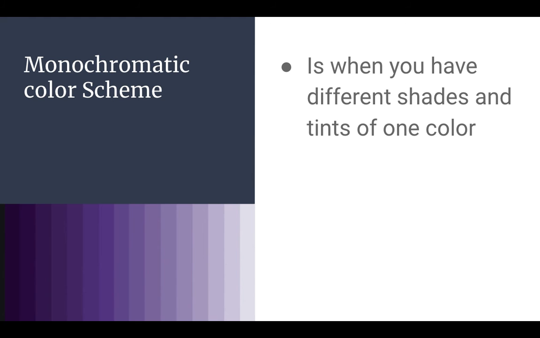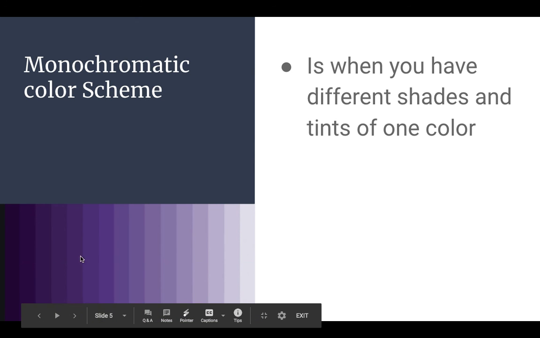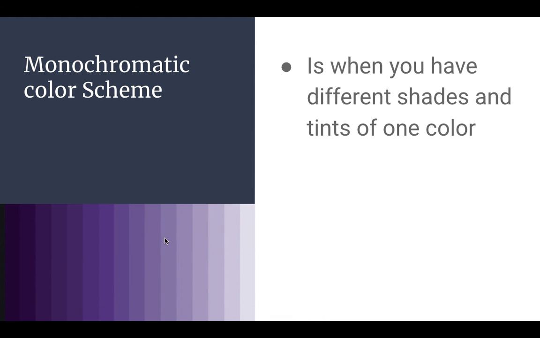Then we have monochromatic. As I said, this is Mr. Thompson's favorite. This is where you have multiple tints and shades of one color. Remember, a shade is when you add black to the color. So if we look over here to the left, we have more and more black, but we still have darker values of purple. If we look to the right, we have more and more white, but it's still lighter values of purple. So we have shades of purple here and tints of purple here, but it's all purple.